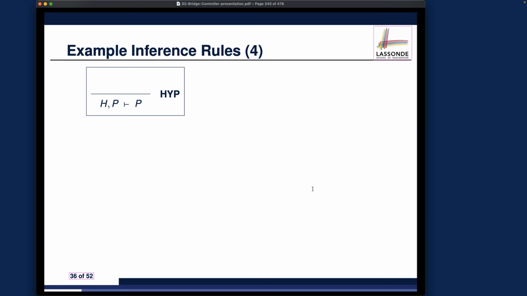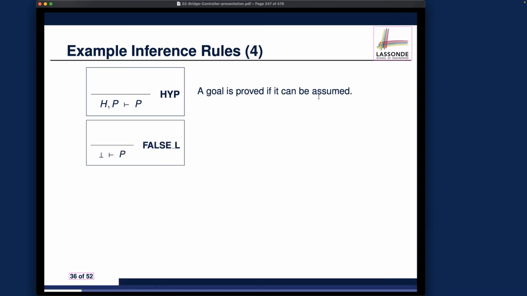The first one is called hypothesis. This is to say, if you want to prove something, and if that something can also be assumed, then that P is already automatically proved. That's the first one. A goal is proved if it can be assumed. It sounds very straightforward, right? But it will be incredibly useful when we get to the actual proof for the Deadlock Freedom. Of course, not just for Deadlock Freedom, but for any sequent to which this rule is applicable. The second axiom rule is the false on left.